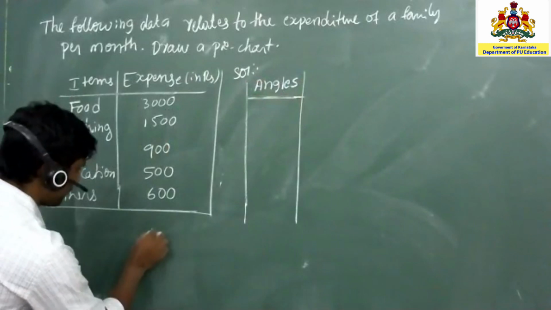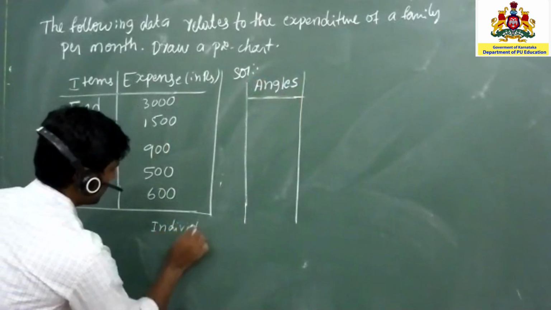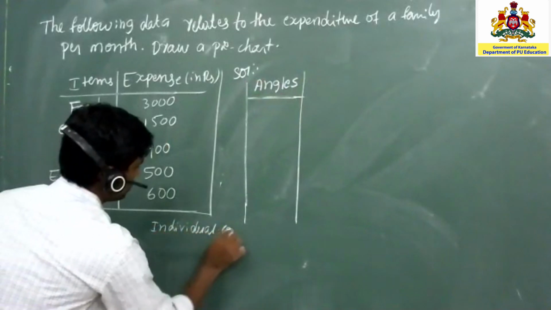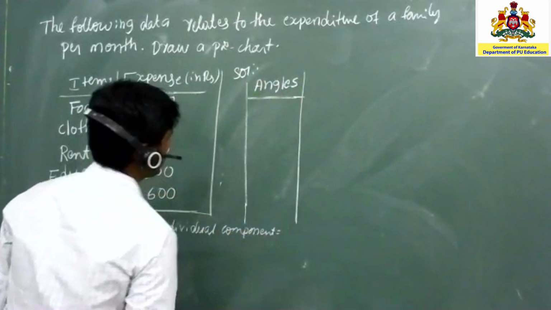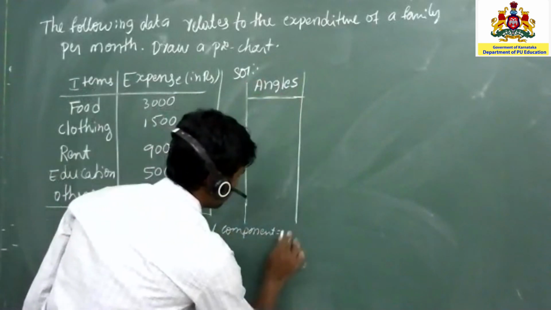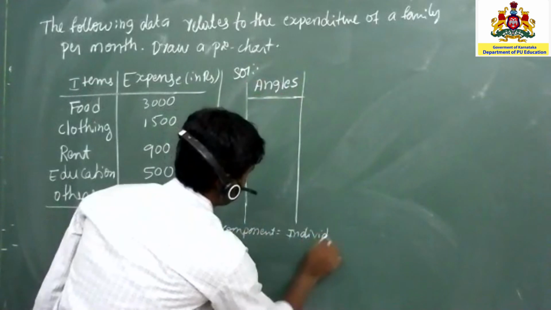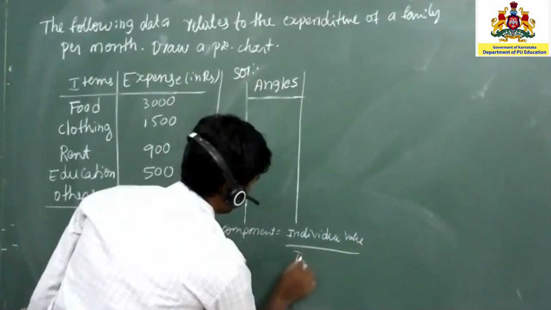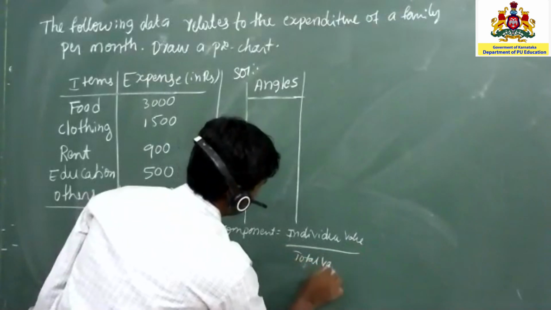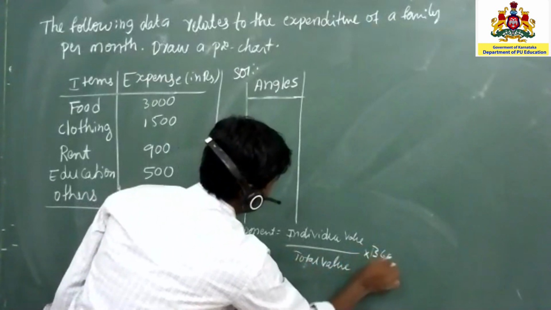The first one, the formula is what? Individual component is equal to individual value divided by total value into 360 degree.